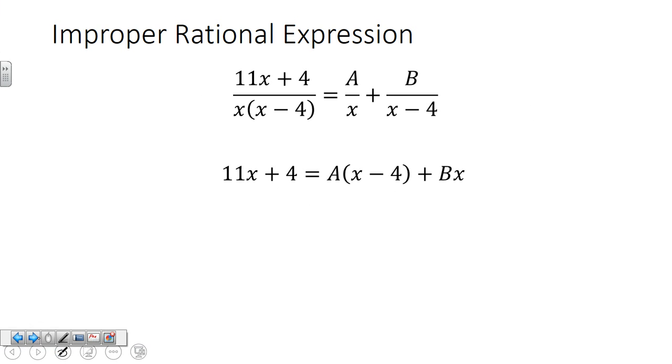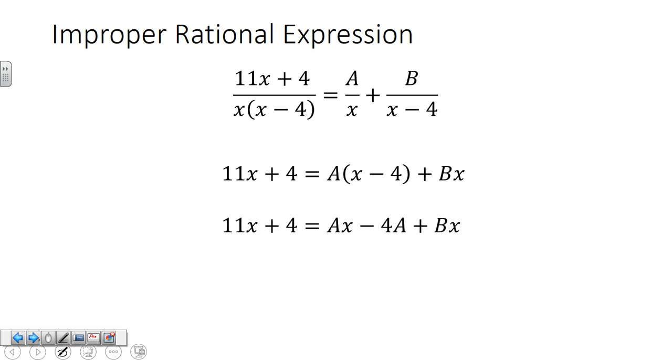We're going to multiply by x. That gets rid of the x on the bottom. On the left, that gets rid of the x under the a. There's no x under the b, so the b ends up with that x. We're going to multiply by x minus 4. That gets rid of the x minus 4 on the left. That gets rid of the x minus 4 under the b, but there isn't one under the a, so the a ends up being multiplied by that x minus 4.